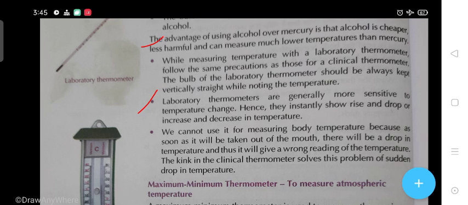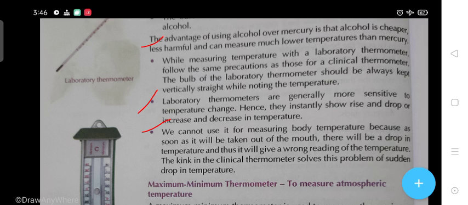And second point is what? Laboratory thermometers are generally more sensitive to temperature change. Hence, they instantly show rise and drop or increase and decrease in temperature. So we cannot use it for measuring body temperature. Students, we cannot use that laboratory thermometer as the clinical thermometer. Why? Because there is an absence of a kink, students.